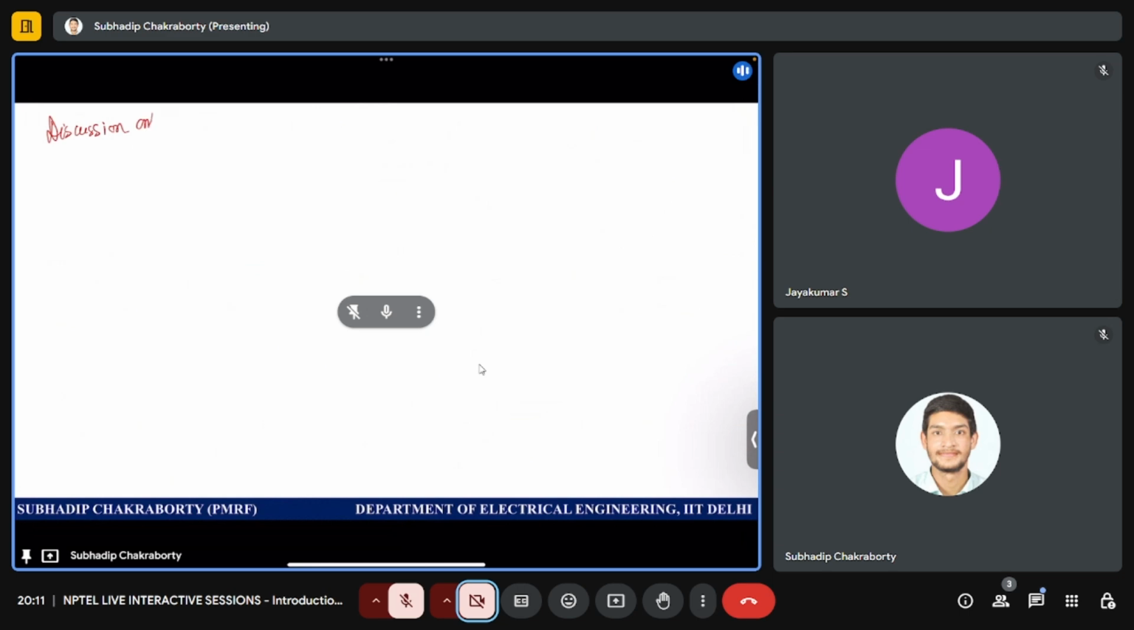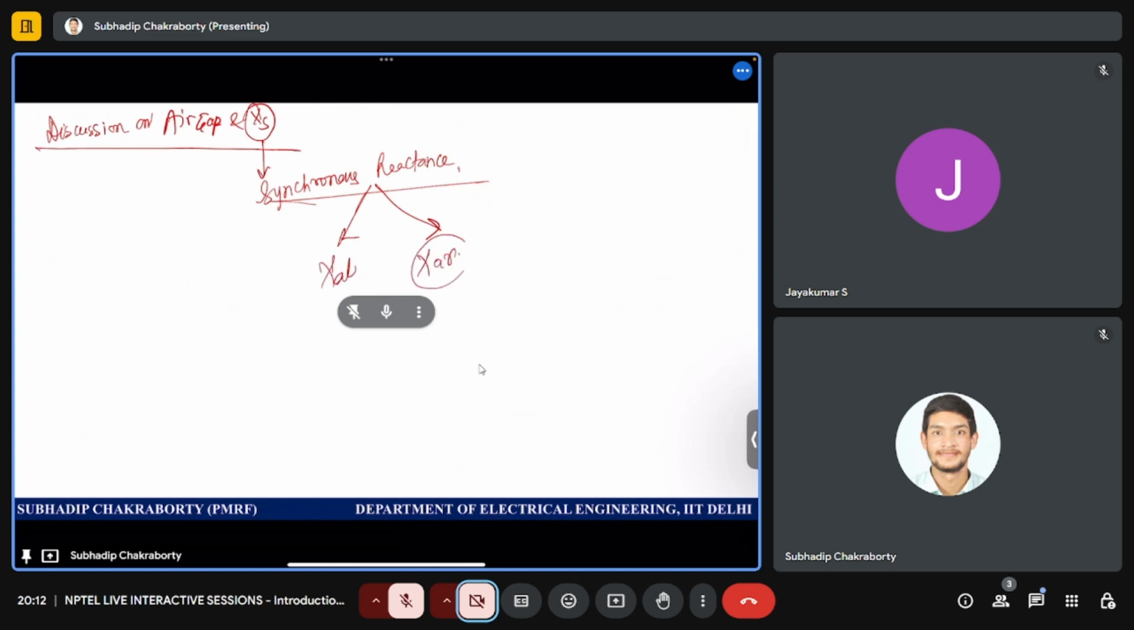Slide is moving. Discussion on air gap and Xs. So what is Xs? It is a term which we call synchronous reactance, right? Now it is composed of two terms. One is leakage and one is armature reaction, right? Leakage, you know that once we have air gap, if it is more, then leakage also is more. And I told you that leakage we model as inductance, similar to the induction machine. So XAL value also increases.